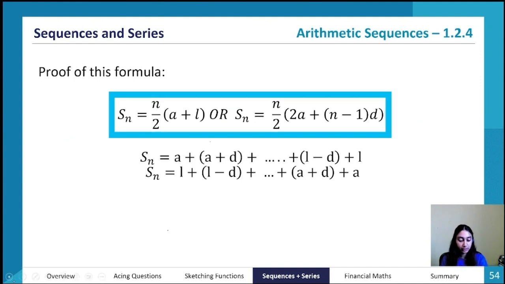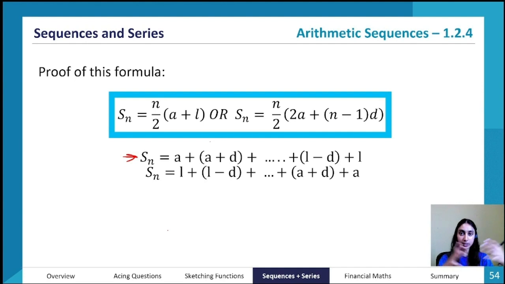So the way that this formula was derived is there was this German mathematician, whose name I can't remember, but he pretty much defined the sum of n numbers to be term 1 plus term 2 plus term 3 plus term 4 and so on, which will be A plus A plus D plus A plus D plus D, and so on and so forth.